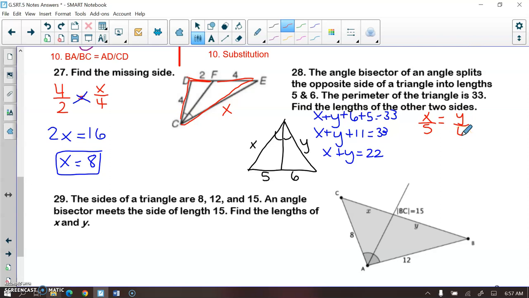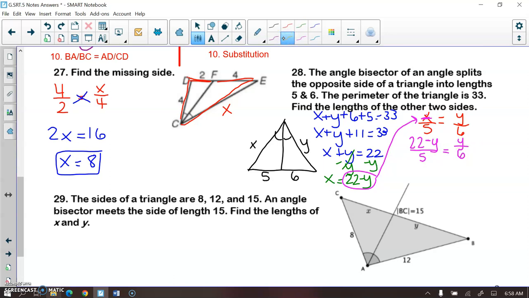Now, in order for us to use that bottom blue equation and this new red equation, we're going to need to isolate one of our variables and use the substitution method. So I'm going to isolate X in my blue equation by subtracting Y from both sides, and I get X is equal to 22 minus Y. Now I'm going to take that 22 minus Y and substitute it in for X in my red equation up here. So I have (22 minus Y) over 5 is equal to Y over 6.